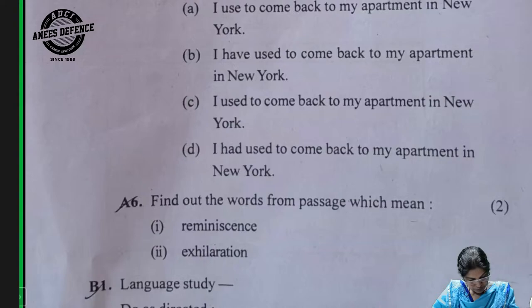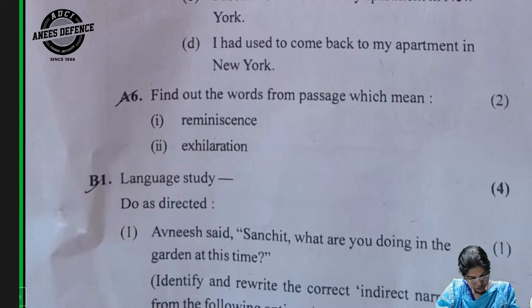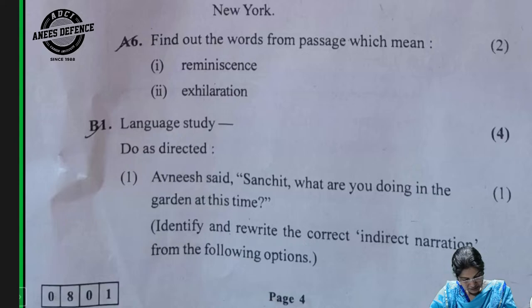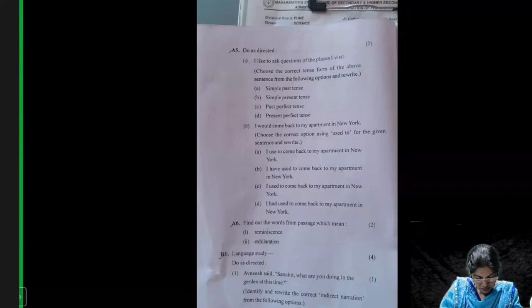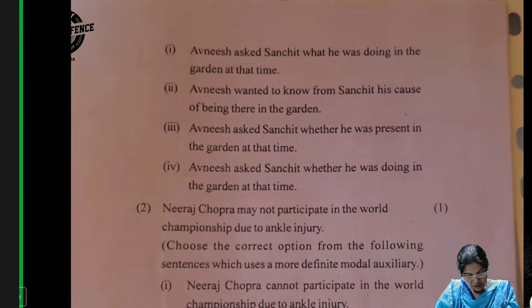Question six. I've not read the passage, I'm not doing the passage right now, so that's left. Going to be one language study. Do as directed. Okay, Avnish said, Sachit, what are you doing in the garden at this time? Identify and rewrite the correct indirect narration from the following option. So they've given you some options. Let's go to the options. Avnish asked Sachit what he was doing in the garden at that time.